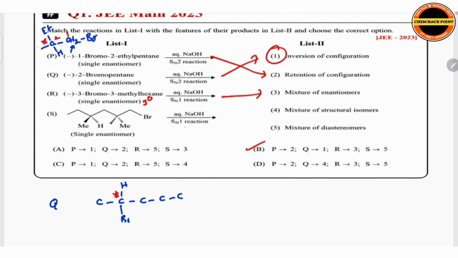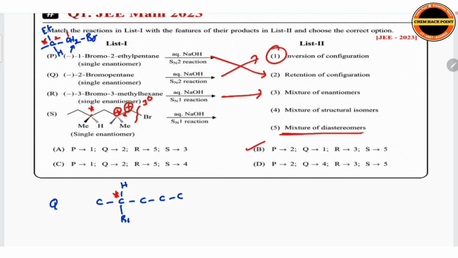And finally here, aqueous NaOH, an SN1 reaction. First the carbocation is formed, then it shifts here. Then if we observe, a mixture of diastereomers is formed. Whenever a compound has more than one stereo center, meaning more than one chiral center, such compounds will result in diastereomers upon an SN1 reaction.